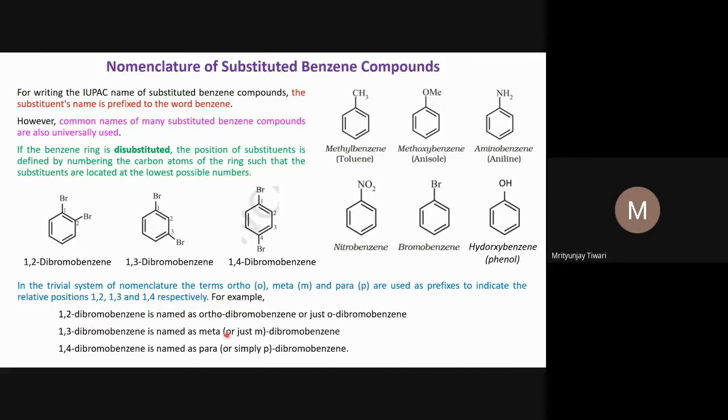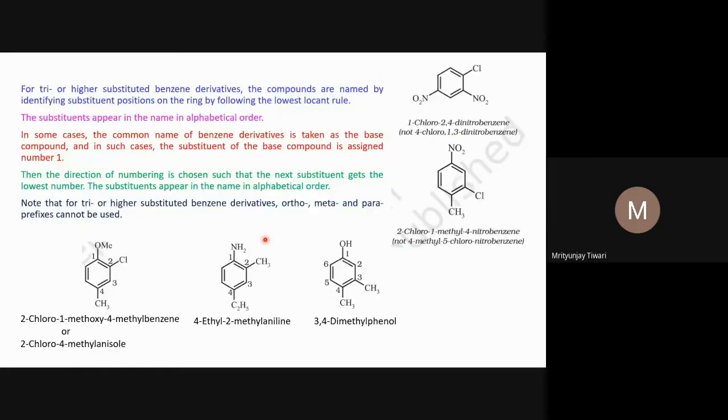So up to the di-substituted benzene compounds, one can write them as ortho dibromobenzene, meta dibromobenzene or para dibromobenzene. This is permissible only for the disubstituted. For the tri and higher substituted benzene rings, these ortho, meta, para prefixes are not used, they are not allowed. And so let's see some examples.